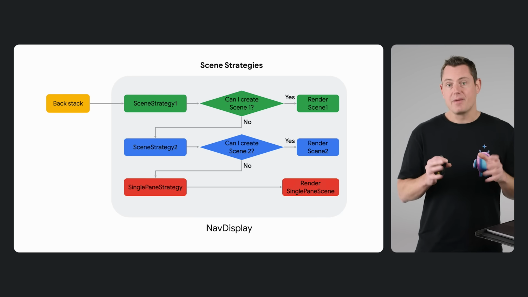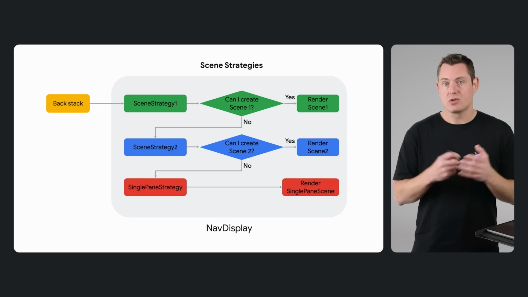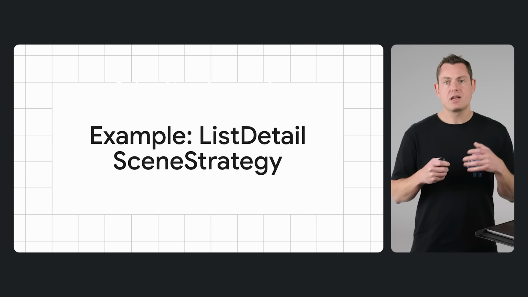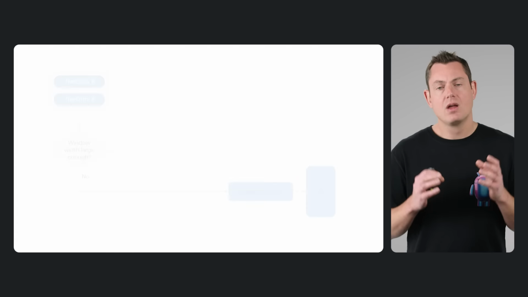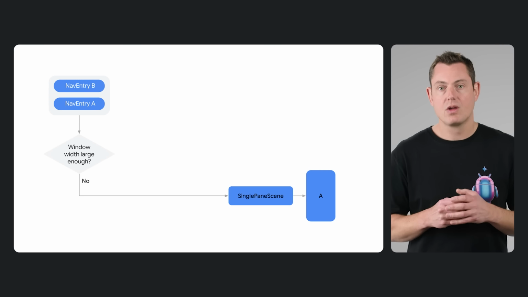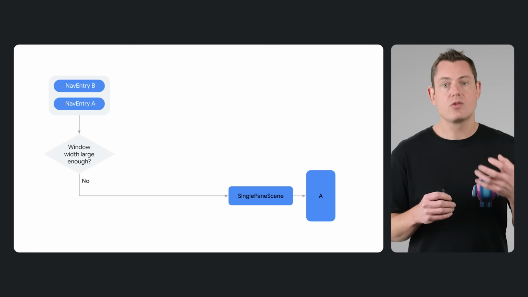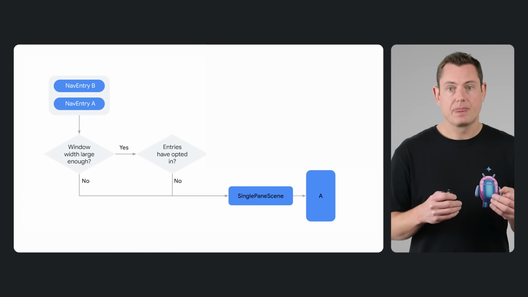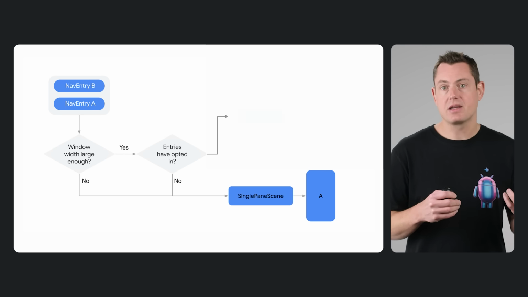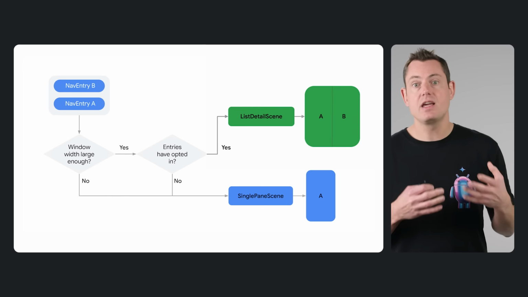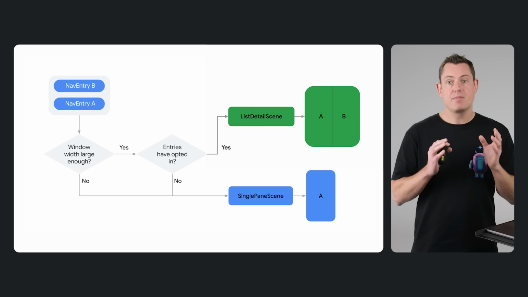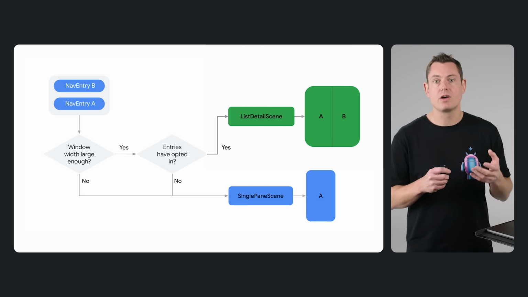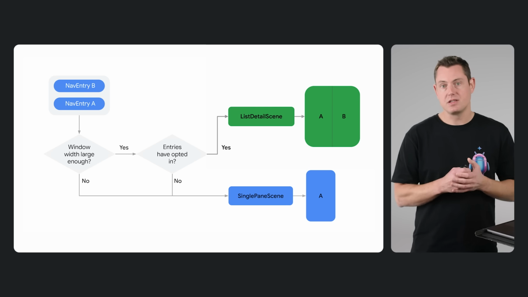The nice thing about this API is that anyone can create scenes and scene strategies to support different layouts and different device configurations. So let's take a look at an example for list detail. This strategy's logic is twofold. First, it checks the window width to see whether it's large enough for a list detail layout to make sense. Second, it checks to see whether the entries in the backstack have opted in to being displayed in a list detail layout. That same metadata that allowed us to set custom transitions for each entry is also used to define the role that nav entries play in the list detail scene.